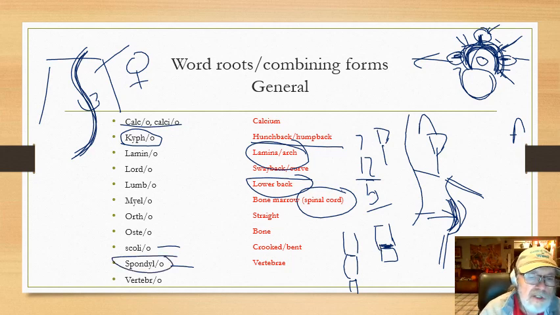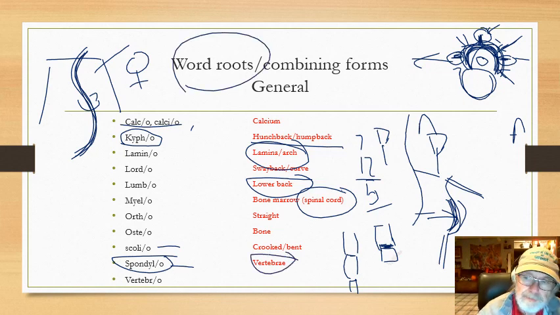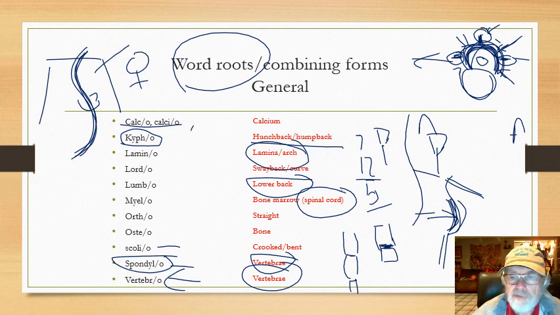But spondylo is a word root, because all these are word roots, okay? And basically it means vertebrae. And vertebral also means vertebrae, okay? That should be an easy one. Don't spend too much time studying vertebral, because if you don't know that, you're going to be way behind the learning curve. I mean, it's pretty obvious.